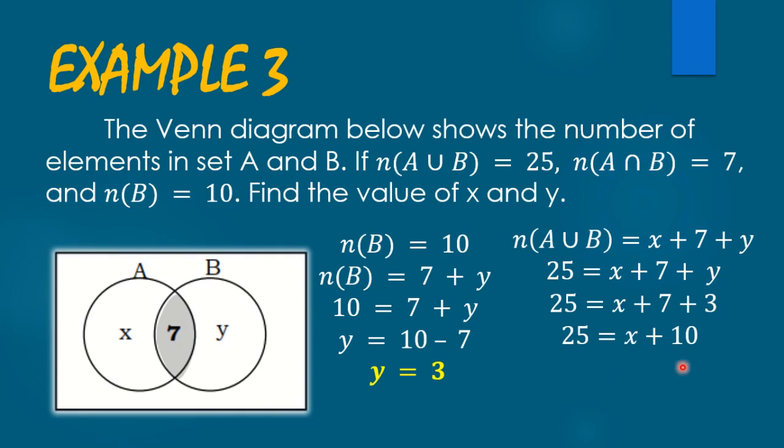We have formed again a linear equation, so we apply APE. We'll add negative 10 both sides, so we'll have X is equal to 25 minus 10, and our X now is equal to 15. So the values of X and Y are 15 and 3 respectively.